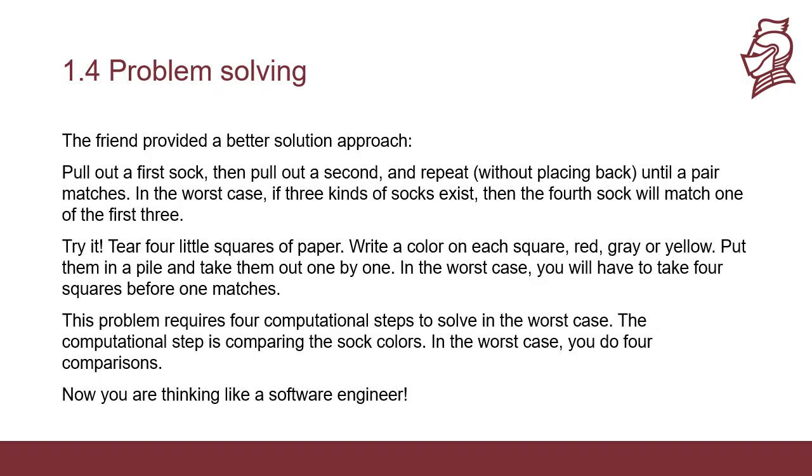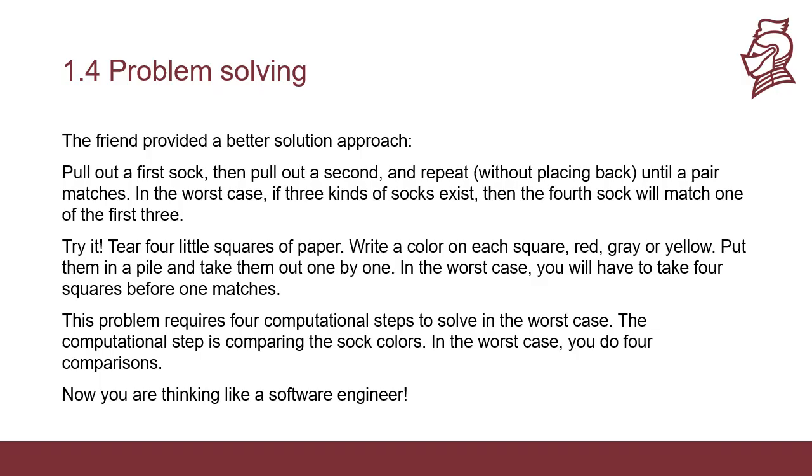Tear four little squares of paper, write a color on each square, red, gray, or yellow. Put them in a pile, take them out one by one. In the worst case, you have to take out four of the squares or four of the socks before one matches, okay? What we say about this is that this problem requires 4 computational steps in the worst case.